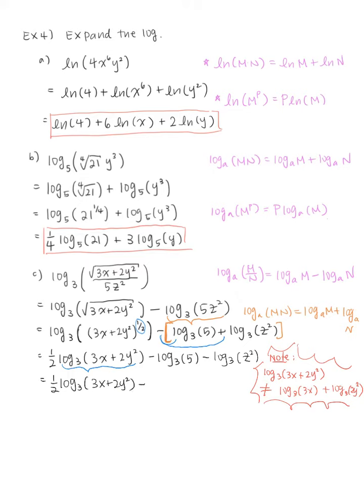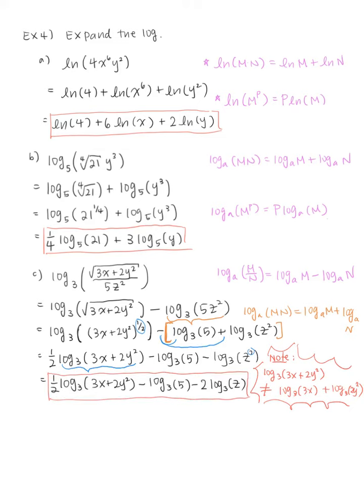And then minus, can I simplify log base 3 of 5? No, because there is no way that I can write 5 in terms of base 3, so I'm just going to leave it the way it is. And what about the last one? I think I could still bring that exponent out in the front. So here we're going to get minus 2 times the log base 3 of z. So this is going to be our final answer.